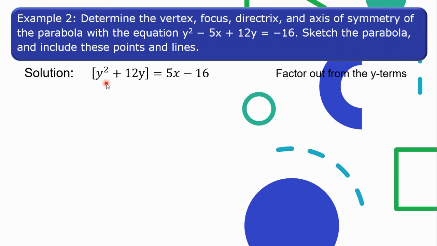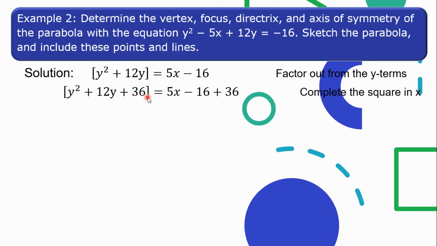So we have here y squared plus 12y equals 5x minus 16. Okay, complete the square of y squared plus 12y. So 12 divided by 2 is equal to 6. 6 squared will be 36. So we add 36 on the other side.